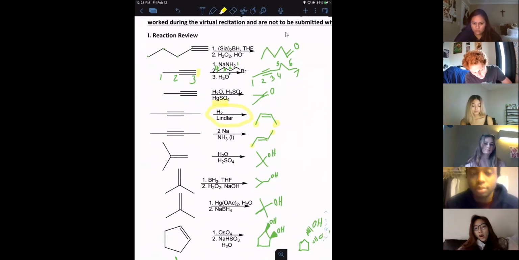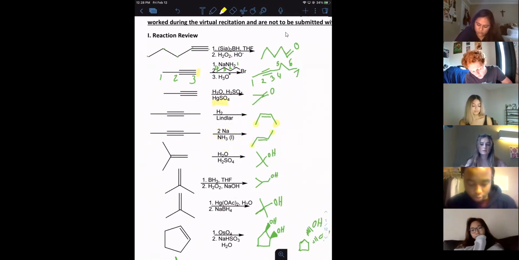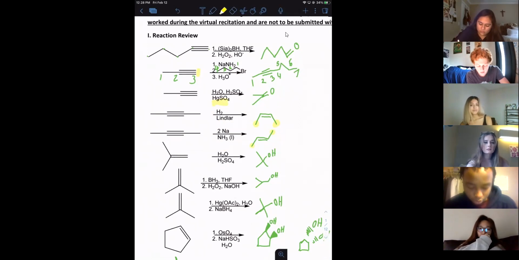Then we've got Lindlar, and you've also got sodium with liquid ammonia. And so I'm going to compare this with something else in a second. But first of all, I just want to talk about Lindlar for a second. So Lindlar is a great reducing agent because it consistently creates cis configurations.